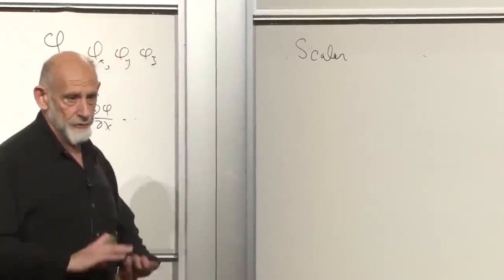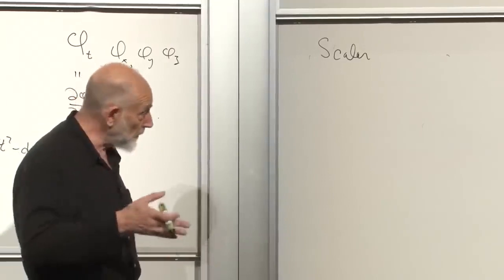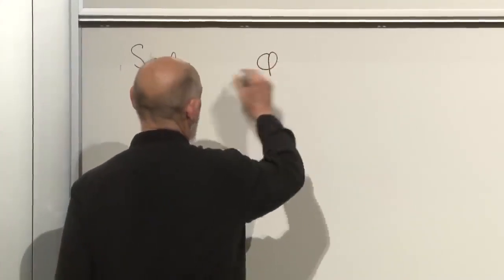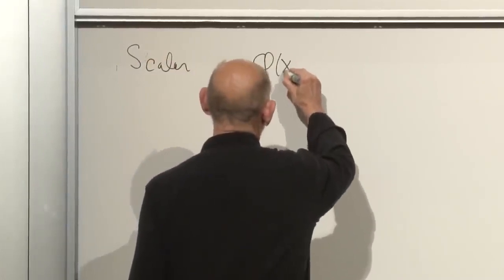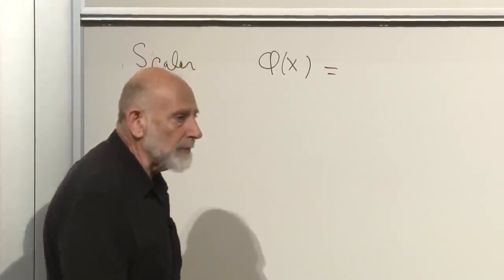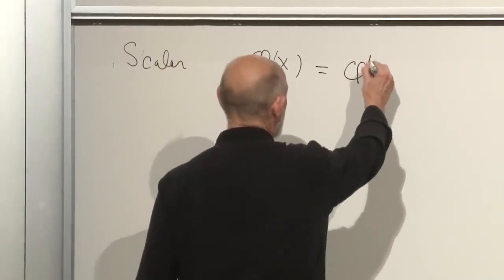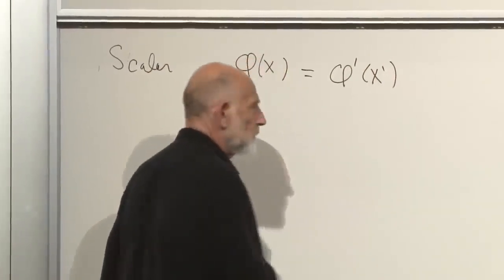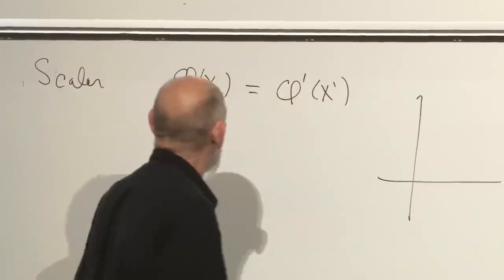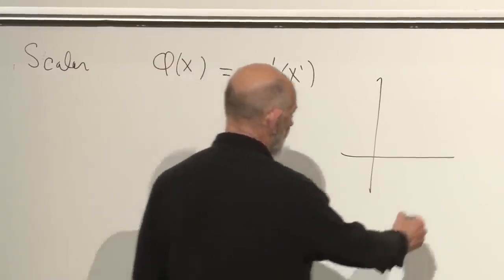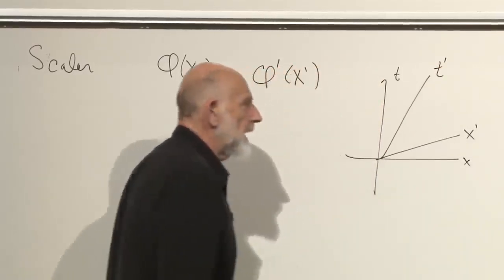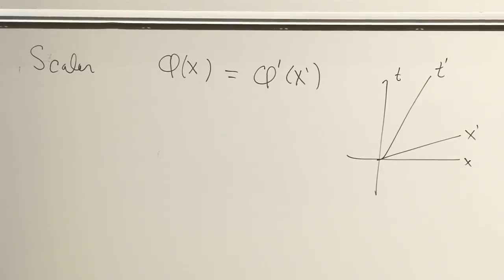A scalar doesn't change when you either rotate or Lorentz transform coordinates. You can say it this way: the value of phi at a point x, where x stands for x and t, is exactly the same as the transformed field phi prime evaluated at the transformed coordinate. X could stand for position in space-time in your frame. X prime and t prime could stand for position in space-time in my coordinate frame.